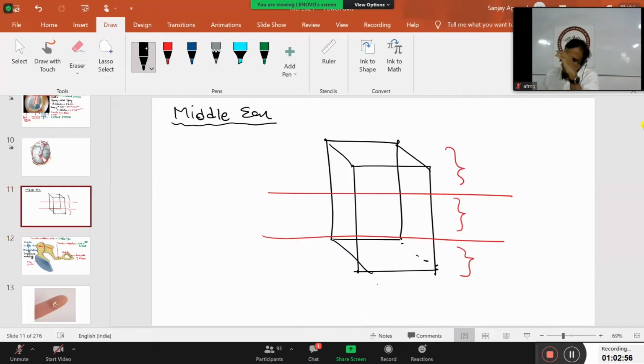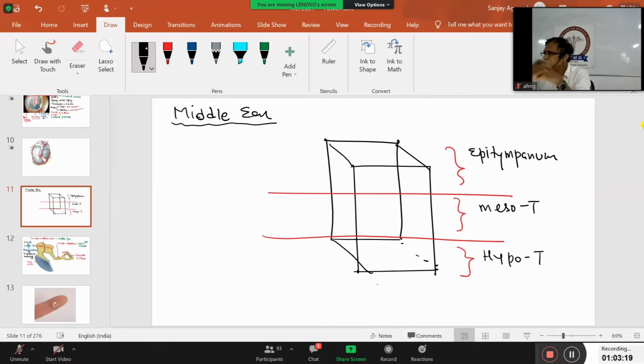Okay. Then we talk about the compartments. How many compartments? 3. And they have names. The upper compartment is called epitympanum. Middle compartment is called mesotympanum, and lower one is called hypotympanum. So very easy. Epitympanum, mesotympanum, hypotympanum are the 3 compartments.